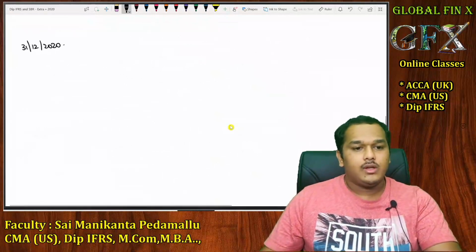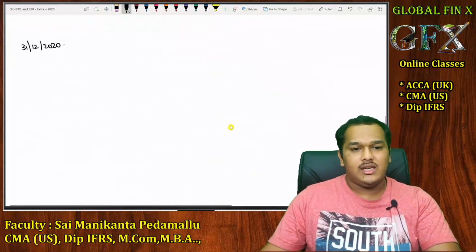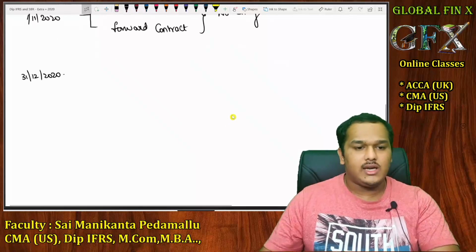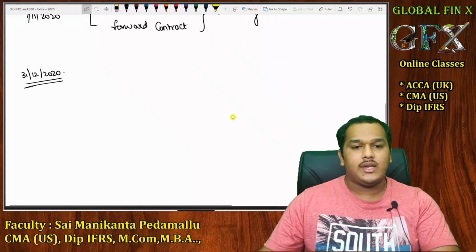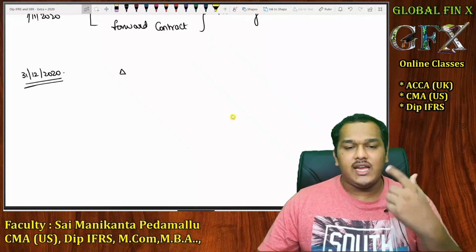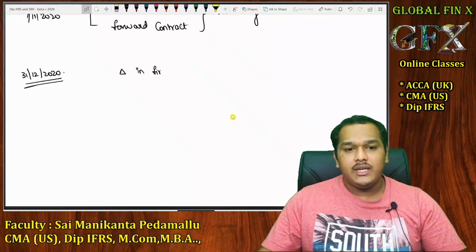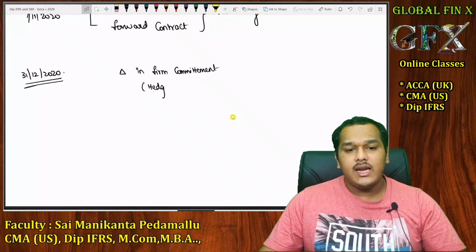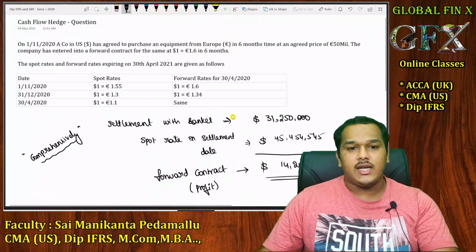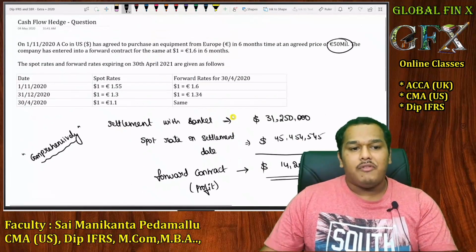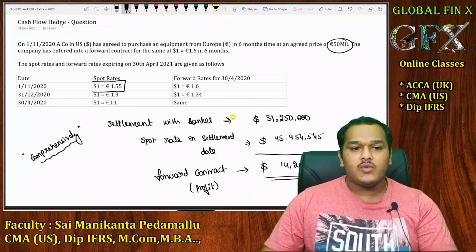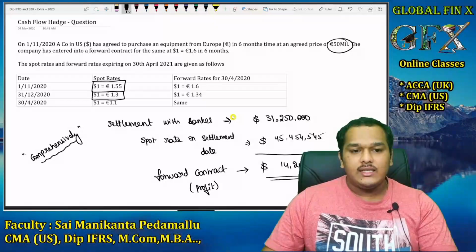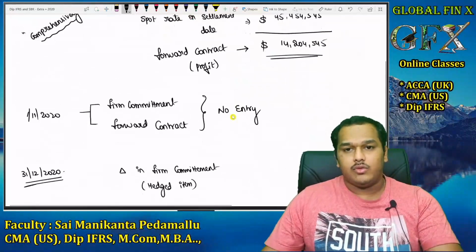Okay, first I'll directly write it here. So on 31st December 2020, delta, that is the change in firm commitment. What is the firm commitment? That is your underlying item or that is your hedged item, right? Firm commitment is the hedged item for us. So how much change is there? 50 million euros. When we entered on 1st November, the spot rate is 1.55 and on the reporting date it is 1.3, right?